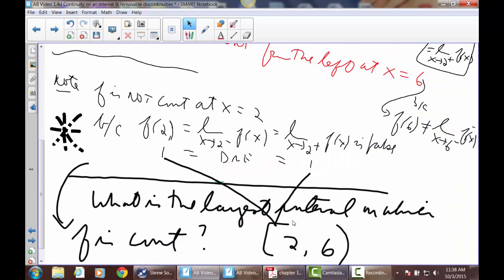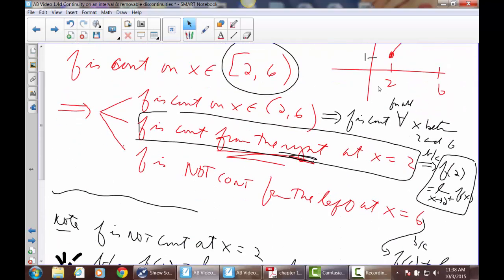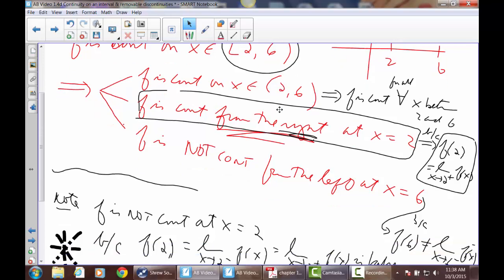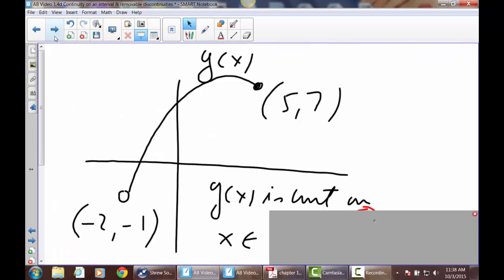Now, f is not continuous at 2, so you can't imply from this that the square bracket means it's continuous at 2. It's not continuous at 2, because the limit as x approaches 2 from the left doesn't exist. There are no points there. The largest interval on which this function is continuous is that square bracket 2 to round parentheses 6.